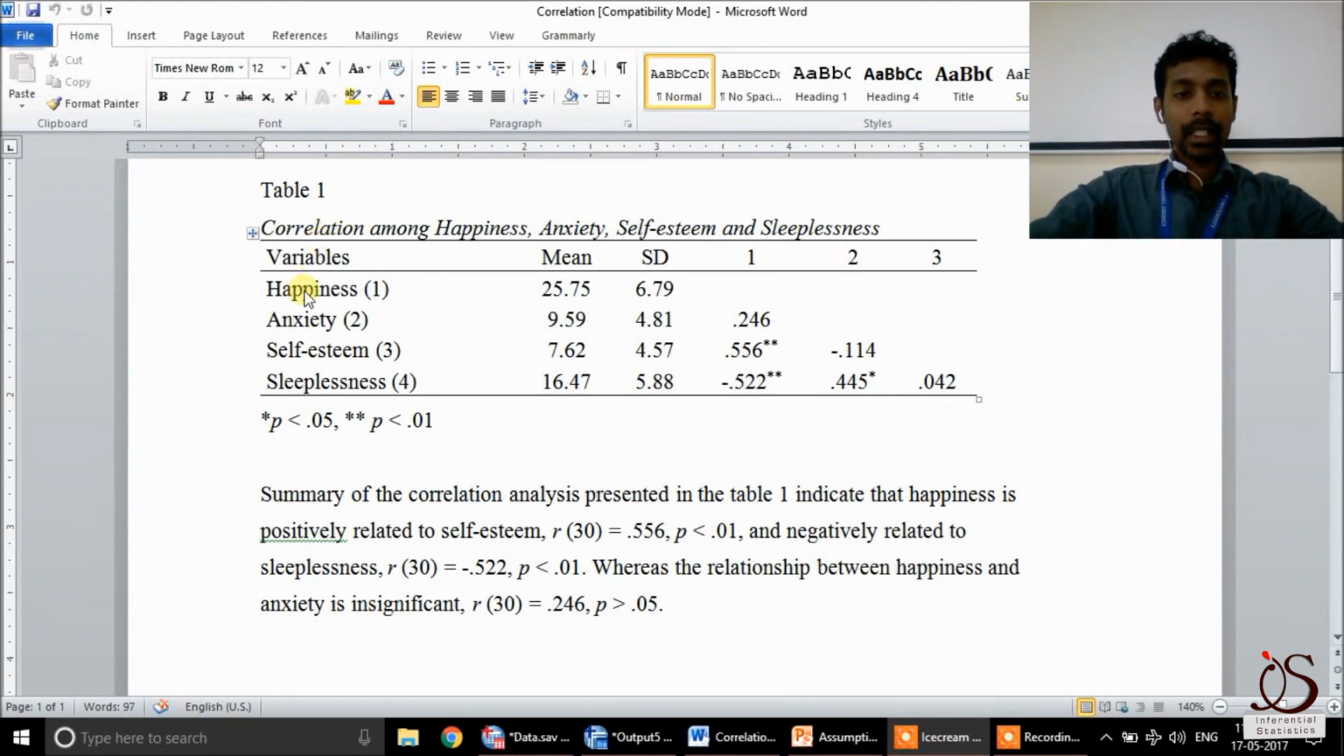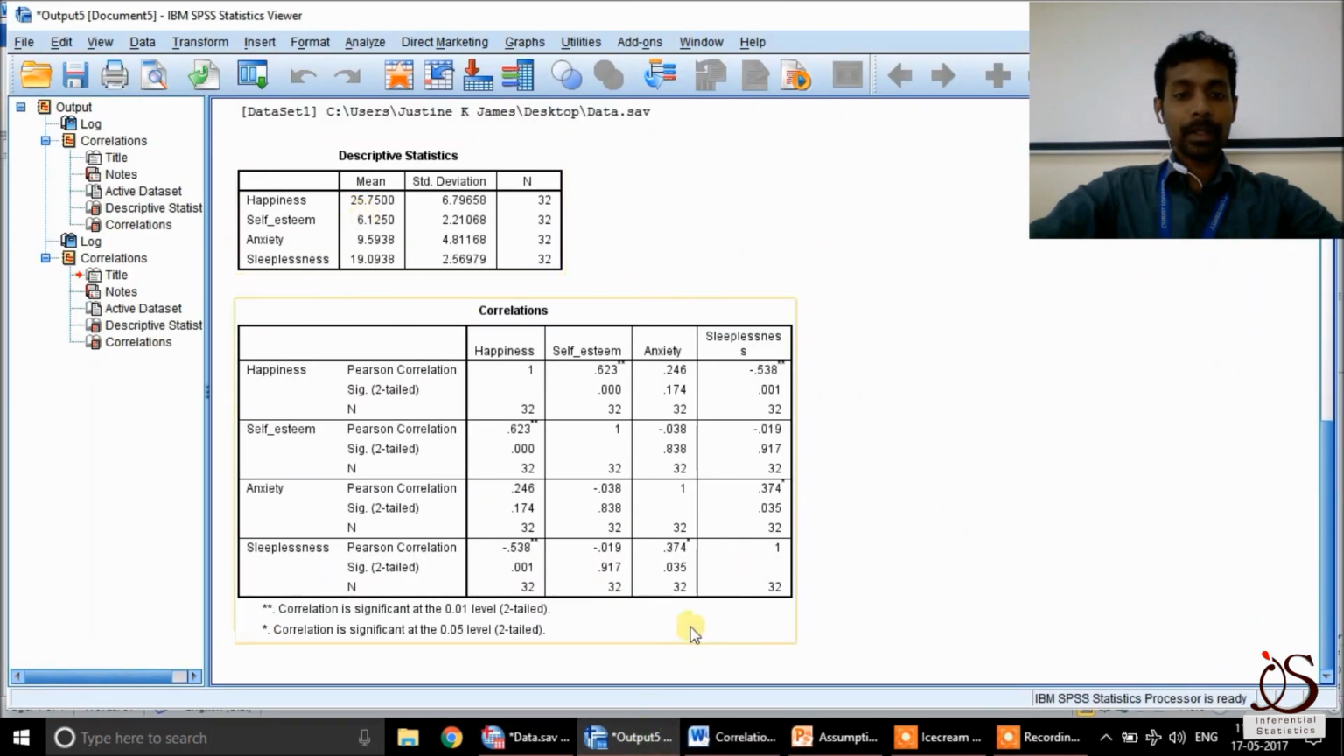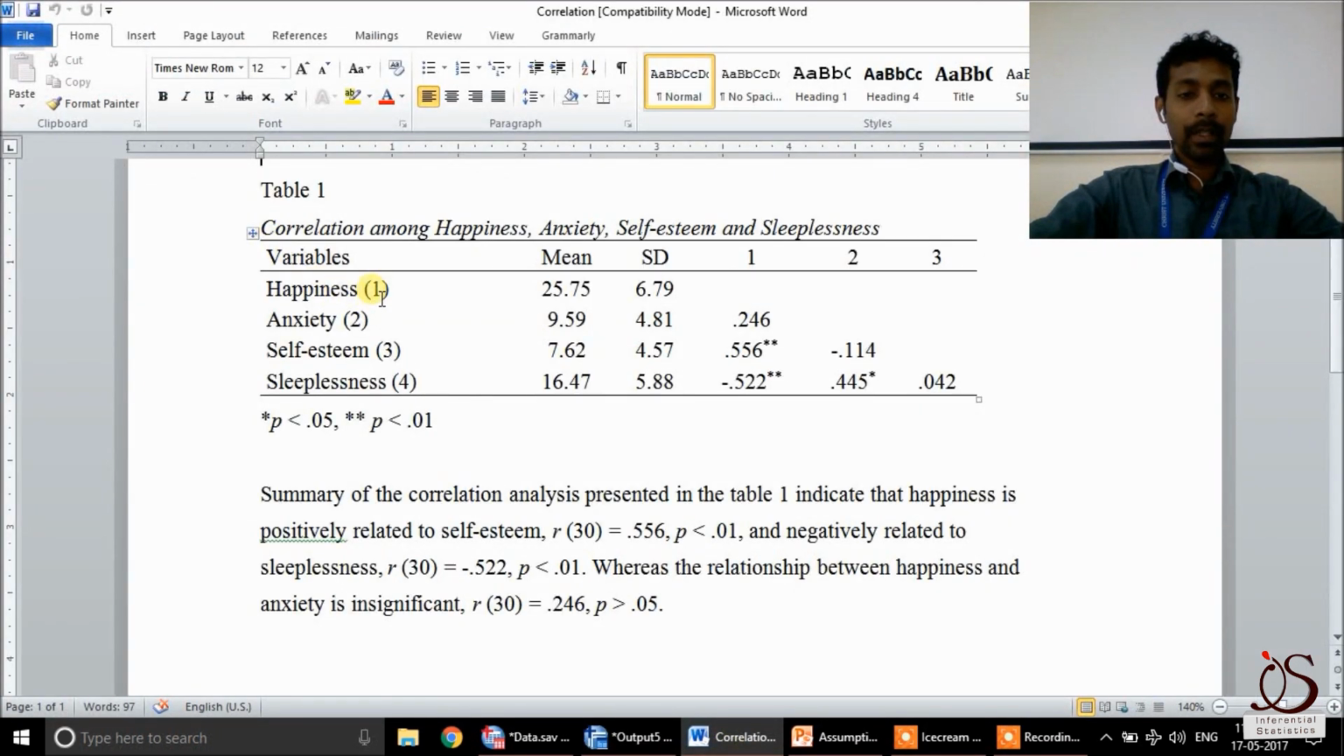If you look at this table, happiness has the mean value and standard deviation value as per the first table. Now happiness and happiness: here I am giving happiness as number 1, and this is also number 1, which indicates happiness. So happiness and happiness is 1. I am not interested in the relation between happiness and happiness. Definitely it is 1. Now happiness and anxiety, happiness and self-esteem, happiness and sleeplessness. Okay, this is the table, and for p, one star indicates less than 0.05 and two stars indicate significance at 0.01. So how do I report the scores?